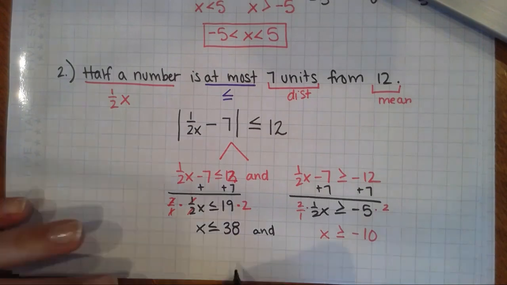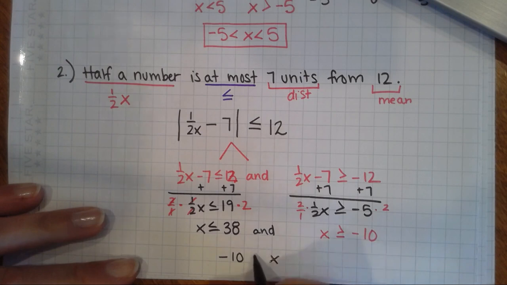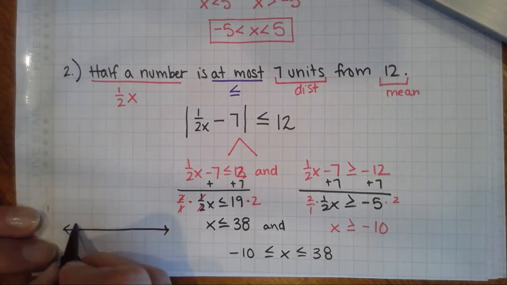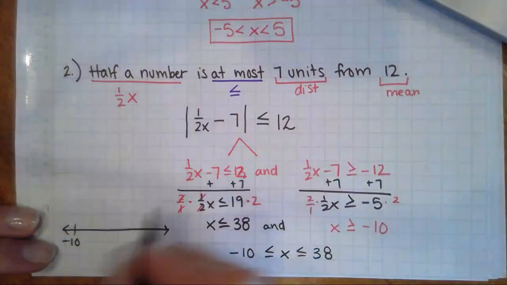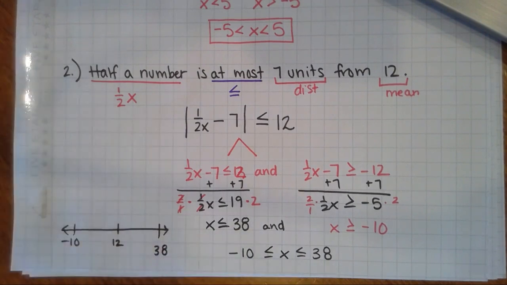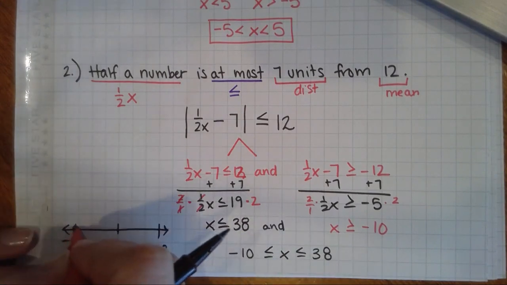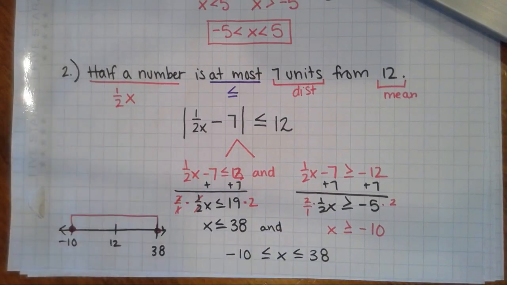All right, then to graph this as one big inequality, I'll put my lowest value, 10, my x in the middle, and my 38 at the end. And my graph would look like this. I would be going all the way from 10, past my mean, which we said was 12, and all the way up to 38. So my graph would look like this: closed circle at 10, closed circle at 38, and then a line connecting the two.